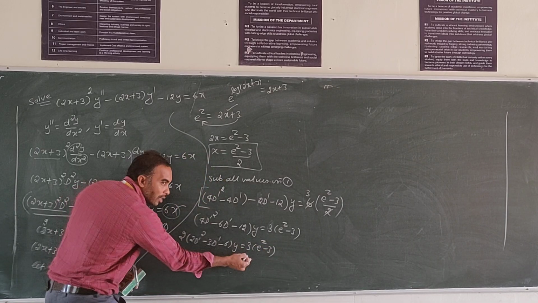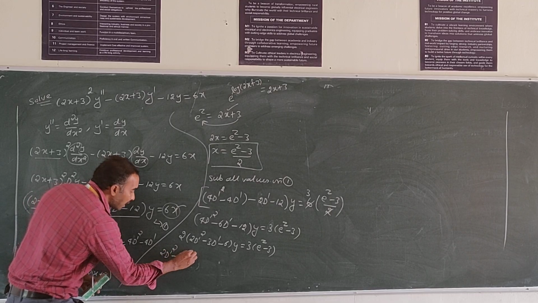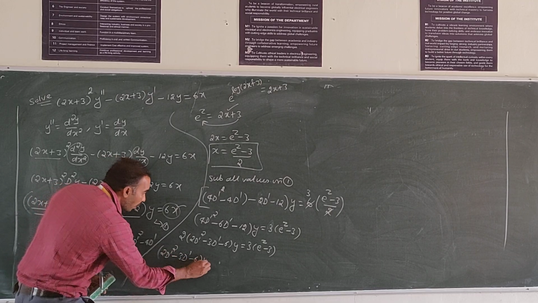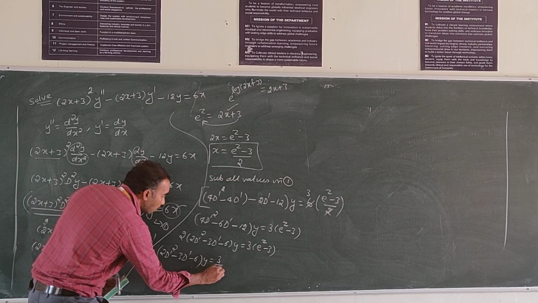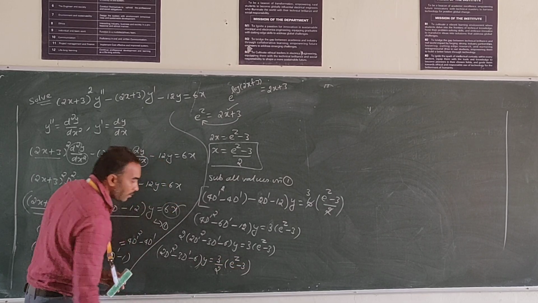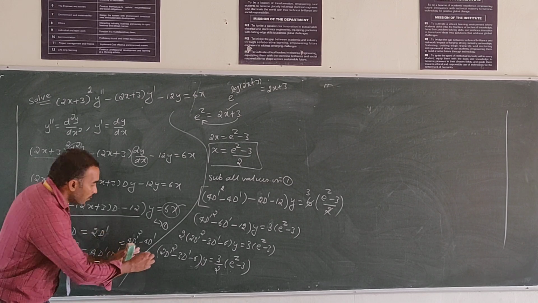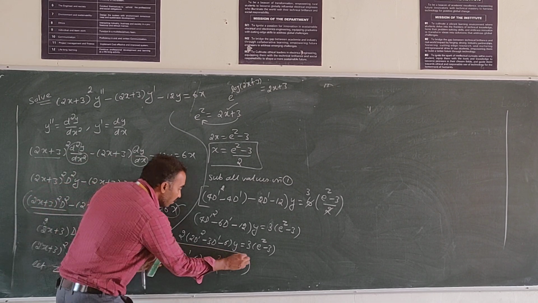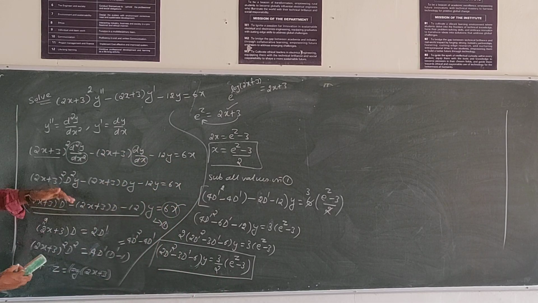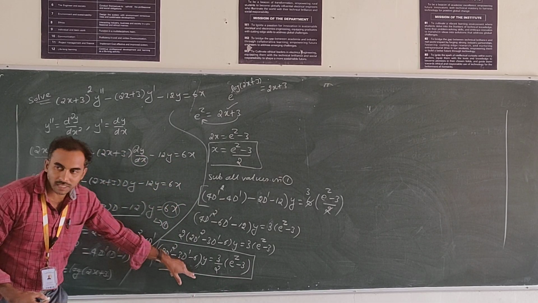Bring 2 to the left hand side. So 2 d dash square minus 3 d dash minus 6 into y equal to 3 by 2 e power z minus 3. Okay. So we converted variable coefficient into constant coefficient.